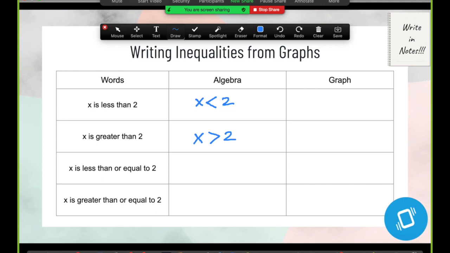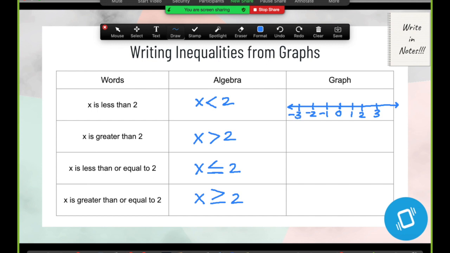X is less than or equal to 2. We have that less than sign, and then it also says equal to. So we have to have that line underneath our less than sign. And then the last one is x is greater than or equal to 2. Now when we're graphing this, let me write down a number line right here. And 0 is over here. We have 1, 2, and 3. Over here we have -1, -2, and then -3.